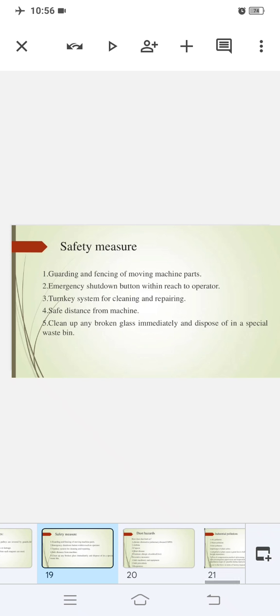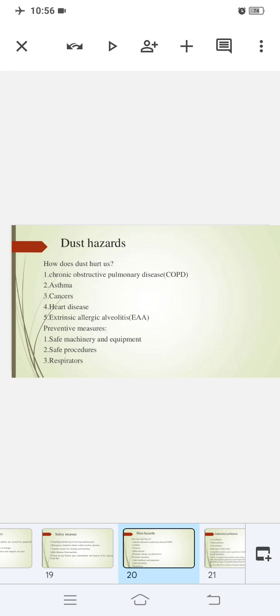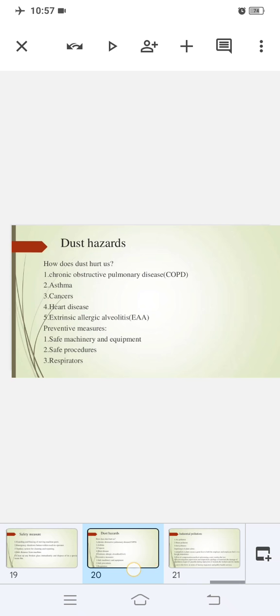Okay. Next one is dust hazards. It has been explained to you that it leads to COPD, that is chronic obstructive pulmonary disease, asthma, cancer, heart disease, extrinsic allergic alveolitis. And what are the various preventive measures? Safe machineries and equipment, safe procedures, respirators must be there. These all are the various reasons for dust hazards and what must be the preventive measures that should be taken in all industries to prevent all these kinds of hazardous accidents.